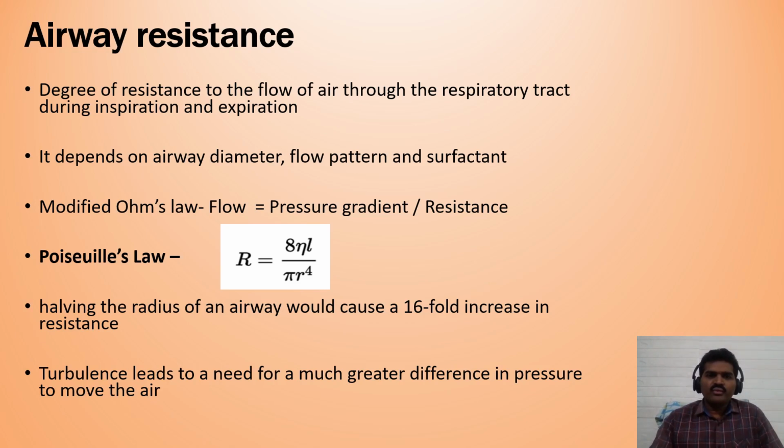So if the radius of the airway is reduced, the radius is inversely proportional to the resistance. When the radius decreases, the resistance increases to the power of 4 times. So halving the radius of an airway would cause a 16-fold increase in the resistance. Turbulence leads to need for a much greater difference in pressure to move the air.